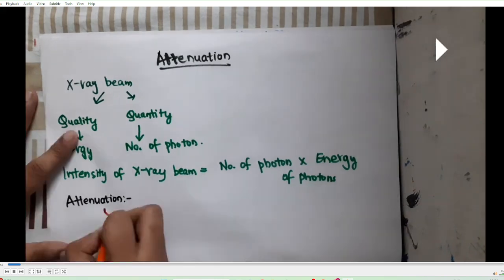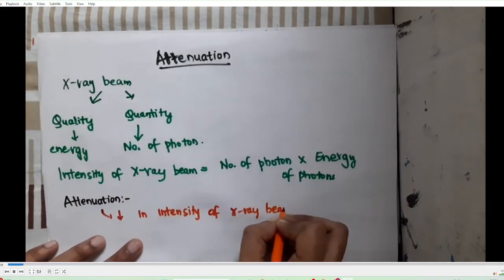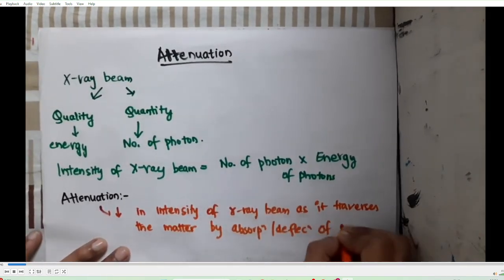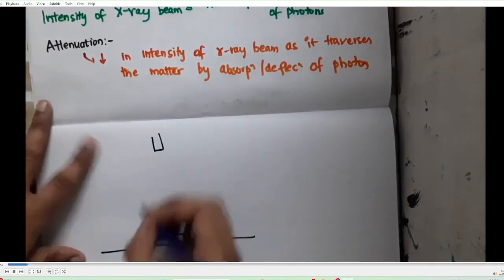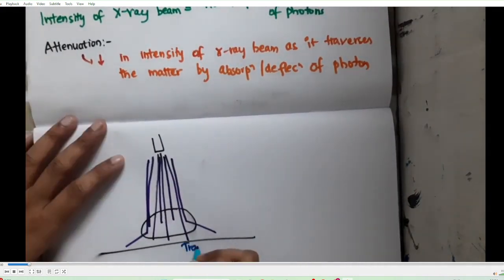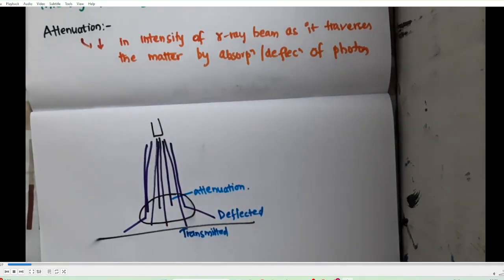Attenuation is the reduction in intensity of an X-ray beam as it traverses matter by either the absorption or deflection of photons from the beam. So if this is the X-ray tube and this is the patient, the X-rays pass from the X-ray tube to the patient and to the film. Some of the waves will traverse the matter, some of them are absorbed and some of them are reflected. So all of this is attenuation.